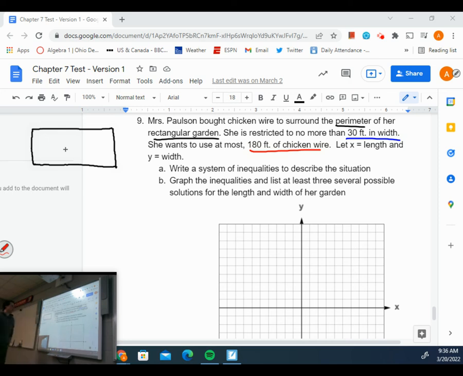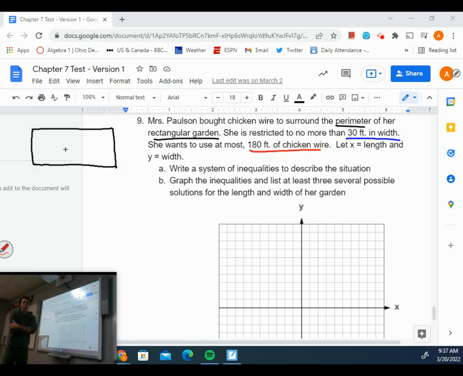Well, part A says we need to write a system of inequalities to describe the situation. Part B, we need to graph the inequalities and list at least 3 solutions. Well, I'm not going to worry about part B right now because I know that in order to graph inequalities and write solutions, I've got to first come up with them. So part A has got to come before part B. So let's focus on part A. Write a system of inequalities to describe the situation.